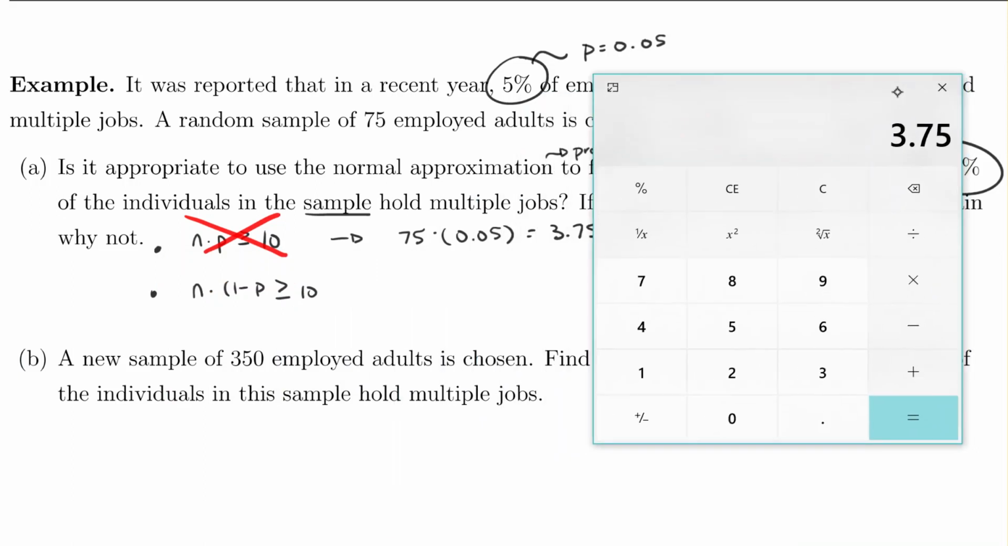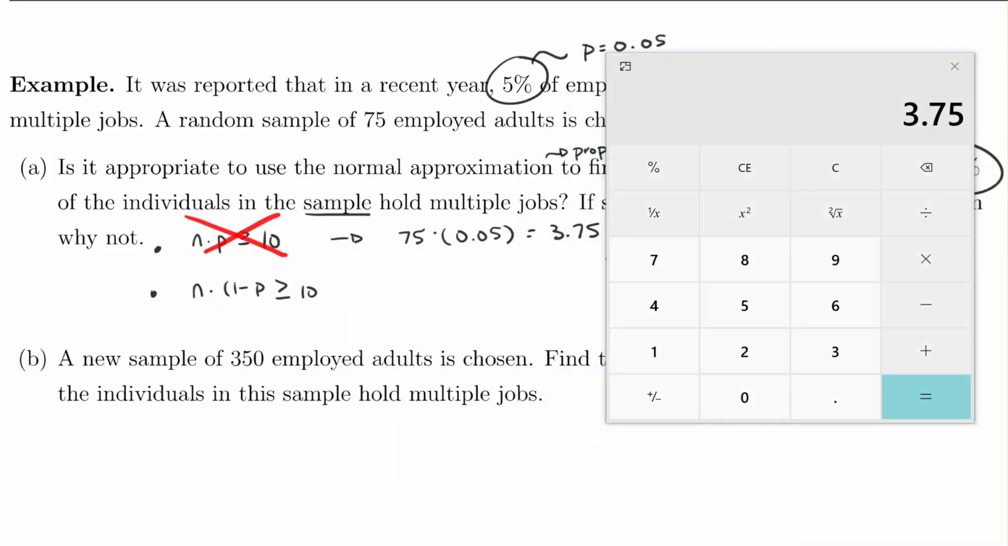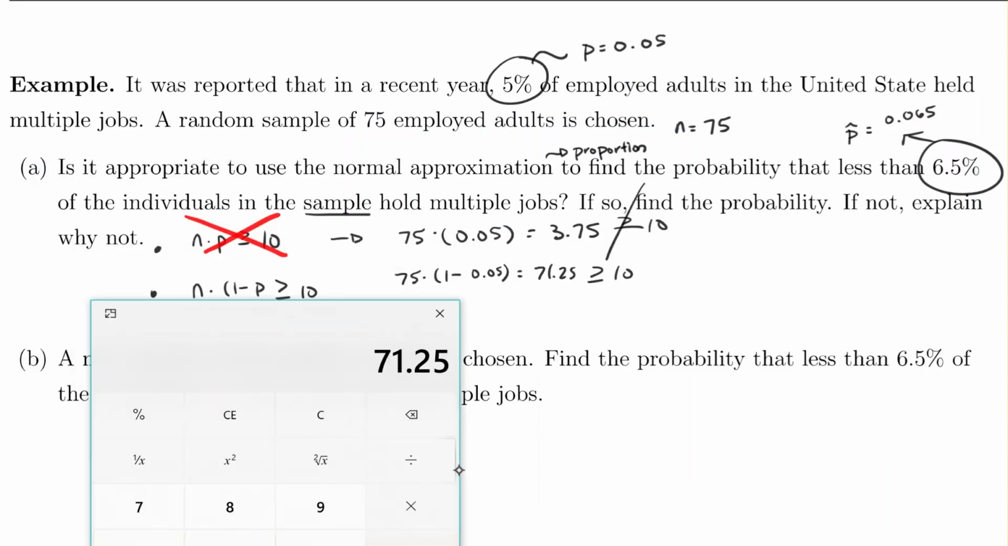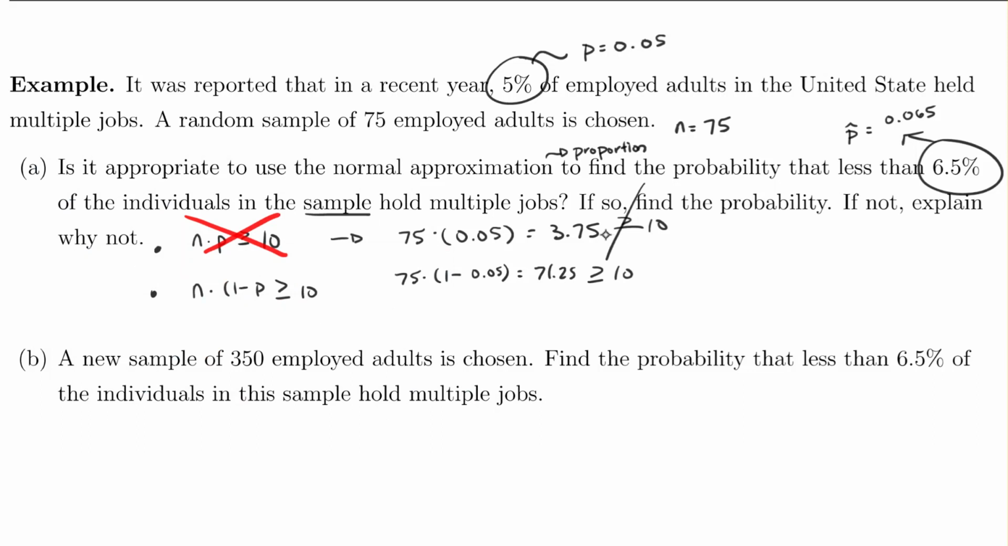Now, if we want, I can just check the other. I don't need to, because if one fails, it doesn't apply. But just for thoroughness, 75 times 1 minus 0.05, that's going to be 75 times 0.95. And that's 71.25. That is greater than or equal to 10. But we've already got a failure on the first one, so we would say this is not appropriate to use the normal approximation for this proportion measurement.